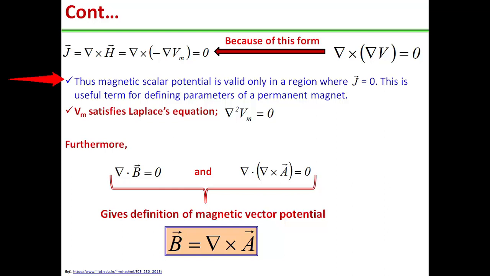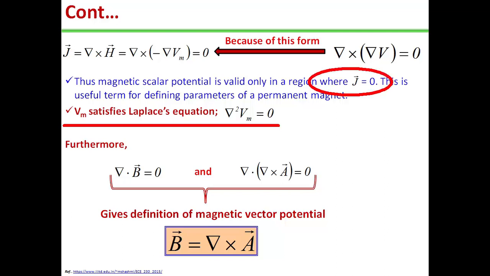This is a useful term for defining the parameters of a permanent magnet. Now, Vm satisfies Laplace equation just as V does for the electrostatic field. Hence, in the Laplace equation, we know del square Vm is equal to 0, and this is only valid when J is equal to 0.